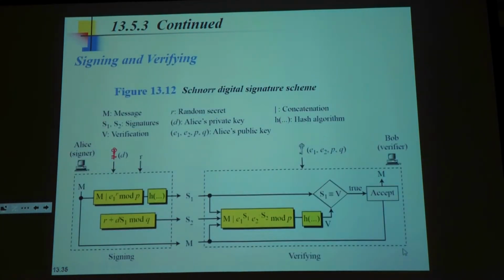Alright, so for signing and verification in here, you have Alice, the message, using D, which is the private key, and R is a random number. You're going to generate S1, S2, and you send them, and now you create the verification and compare it with S1. If they are equal, then you accept. If not, then you reject.